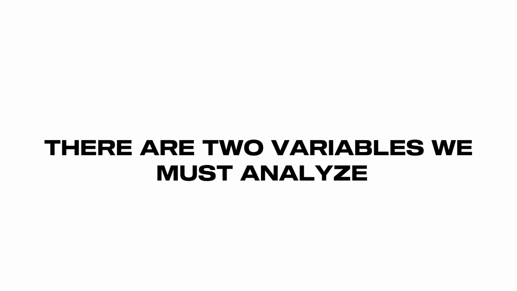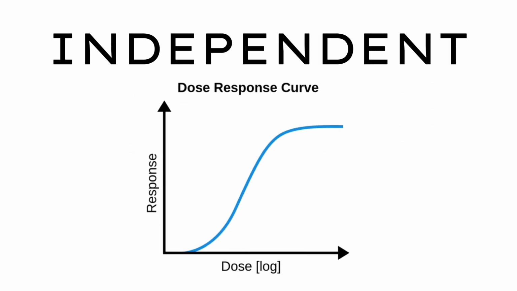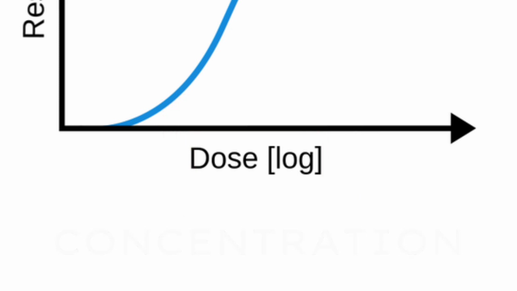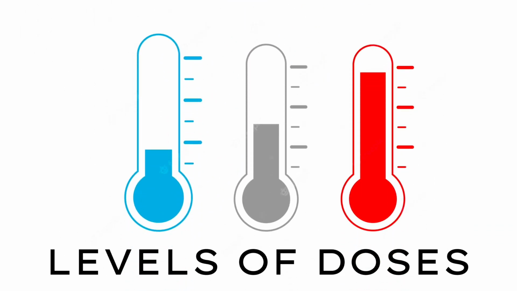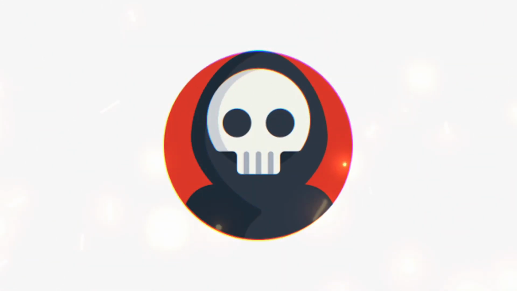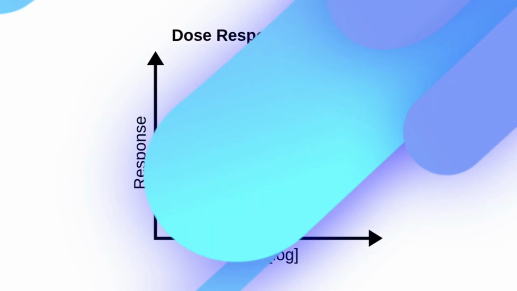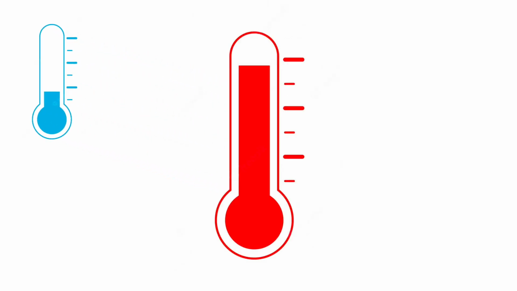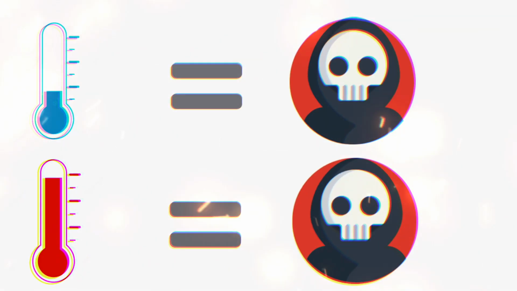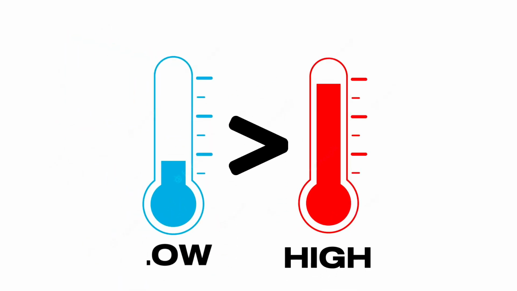There are 2 variables we must analyze. The independent variable in a dose-response curve is the concentration of a chemical. Scientists will give different levels of doses to a test species in an effort to see how much is enough to kill half of them. The dependent variable is the response by the species. The lethal dosage of the chemical is what your LD50 is. The lower the dose necessary to kill half a population, the more deathly it is. This means that a lower LD50 level will be more toxic than a higher one.